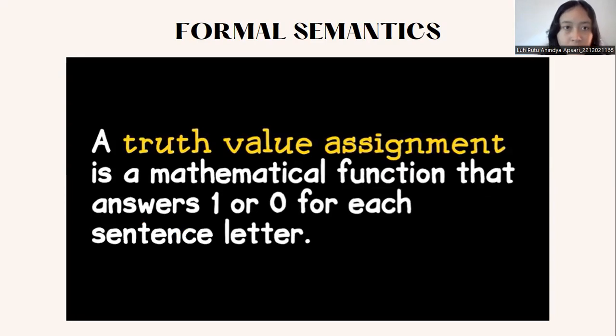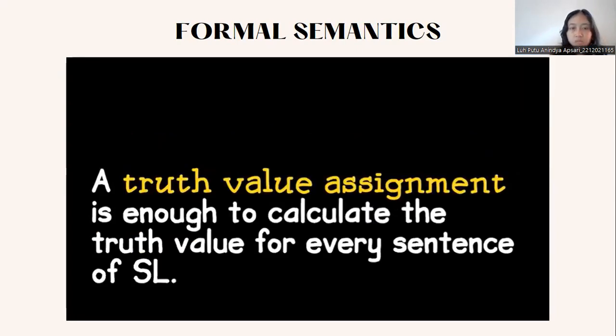A truth value assignment is a mathematical function that answers 1 or 0 for each sentence letter. You can think of it as being like a row of a truth table, but for all the sentence letters. Truth value assignment is enough to calculate the truth value of every sentence of SL. That's because the truth value of long, complex sentences can be calculated from the truth value of the sentence letters they contain. That's what you do every time you fill in the row of a truth table.